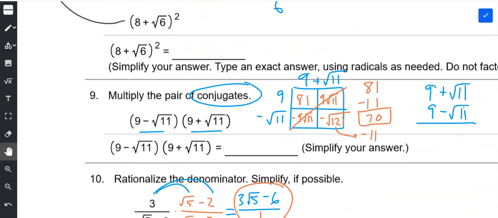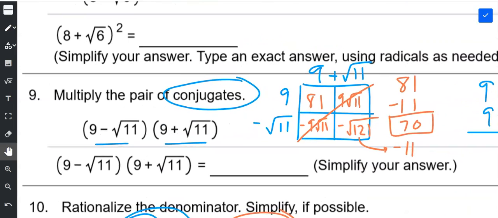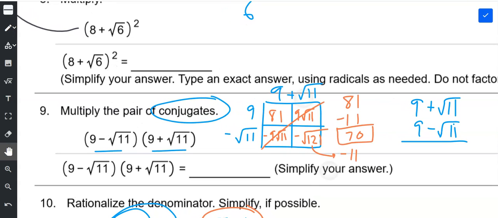The next one is more FOIL practice. Take your favorite pick on how you want to do it, but you should end up with 70 as your final answer. Sorry, it's a bad looking 0, because the outsides and insides cancel out.